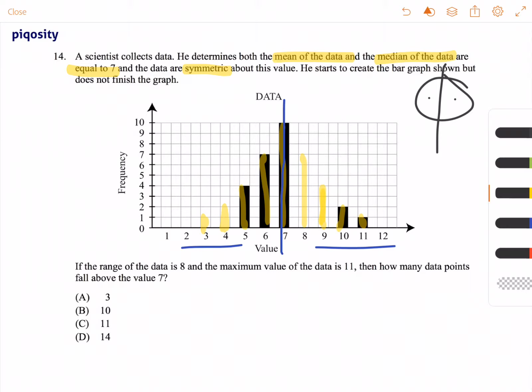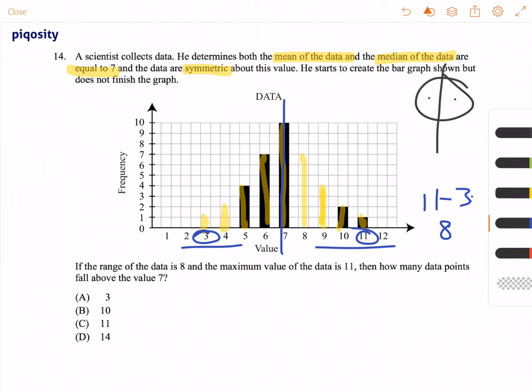So let's take a look at the rest of this. If the range of the data is 8, that tells us the difference between the largest and the smallest value. Because we completed the chart, we see that 3 and 11 are the smallest and the largest values, and the difference between them, 11 minus 3, is 8. So we've drawn or completed the graph appropriately.